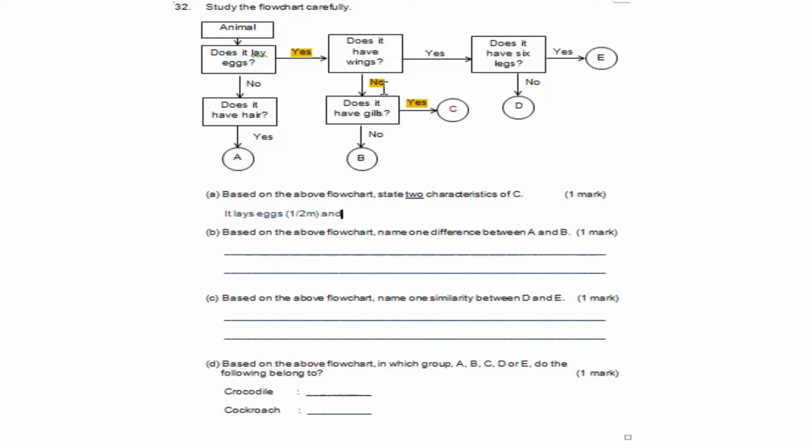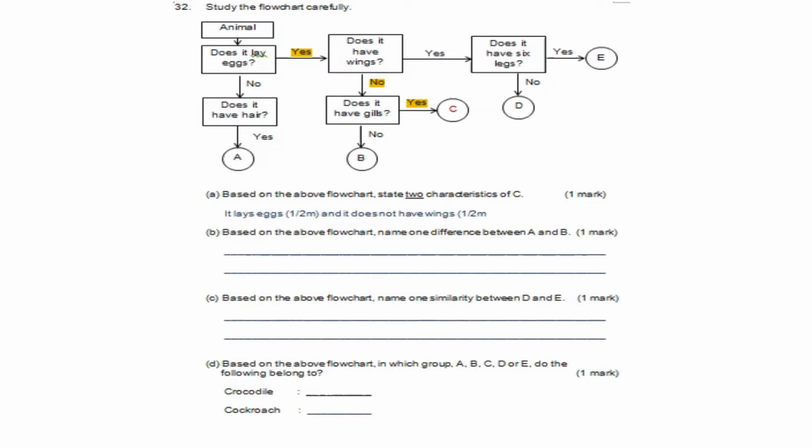Does it have wings? No, it doesn't have wings. Some of you put yes, it does have wings. The answer here is no, it does not have wings. This will give you another half mark.